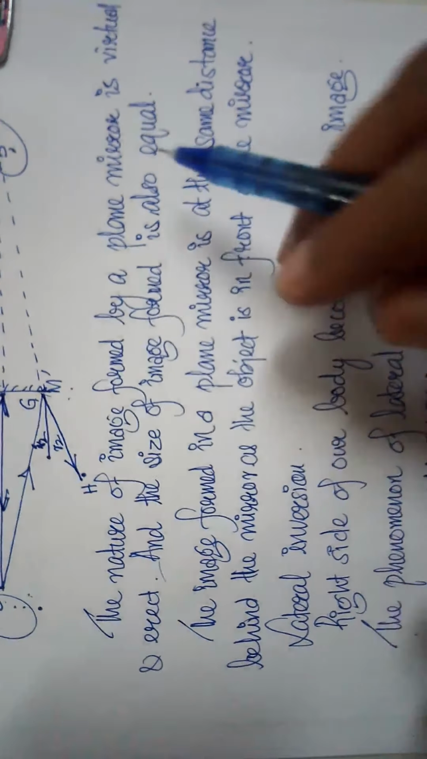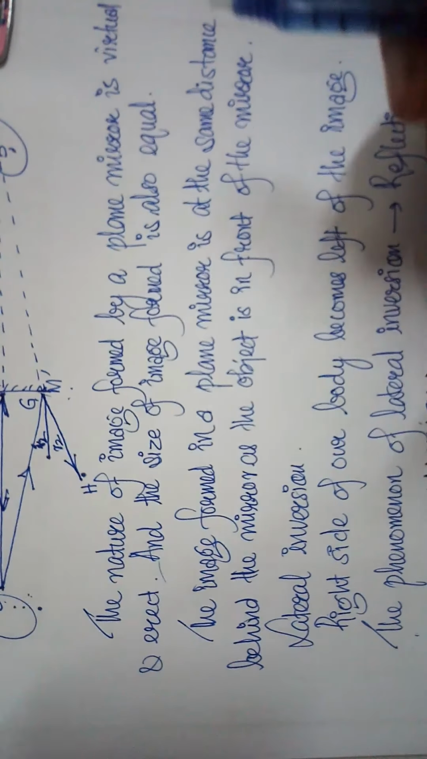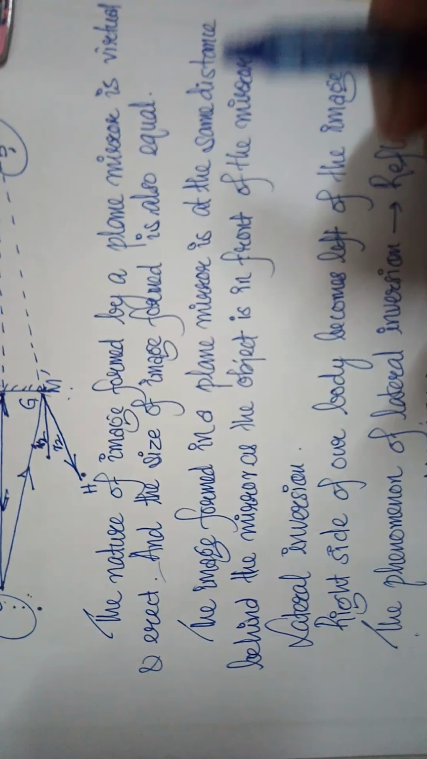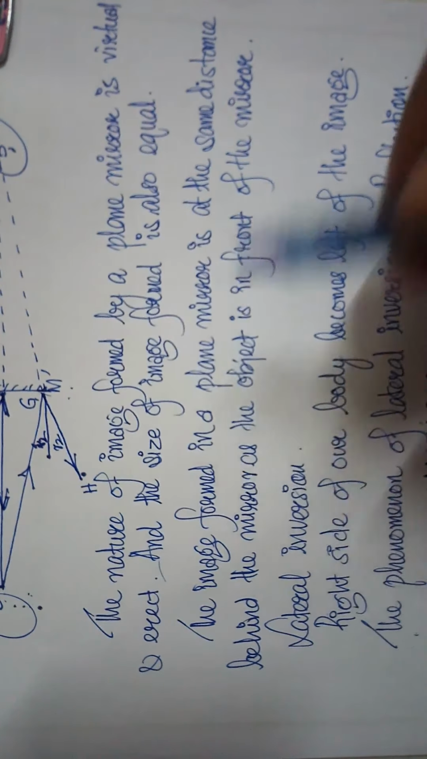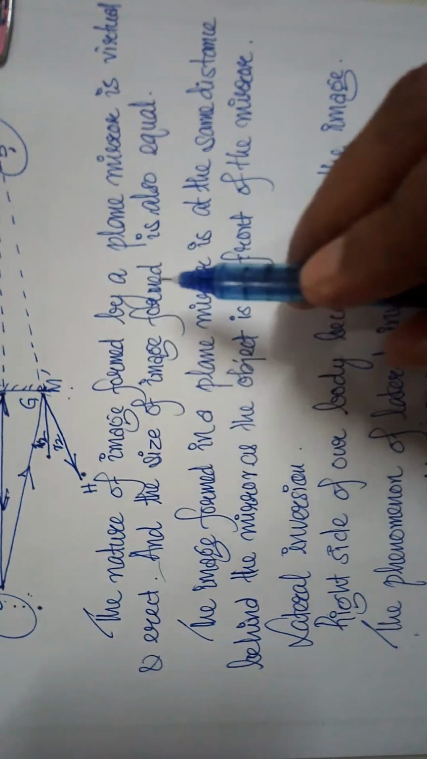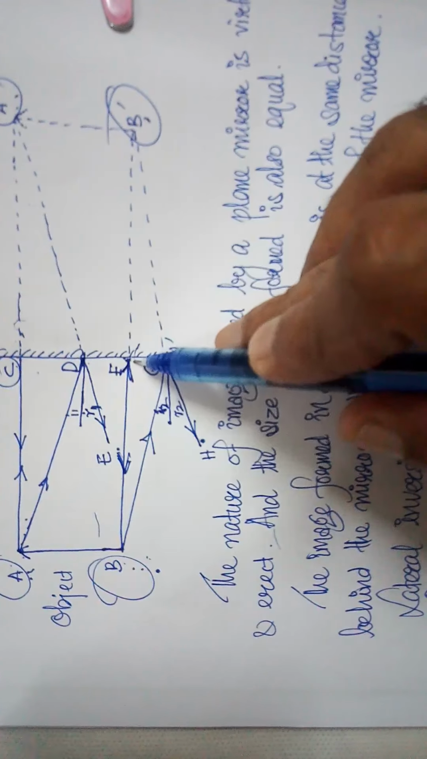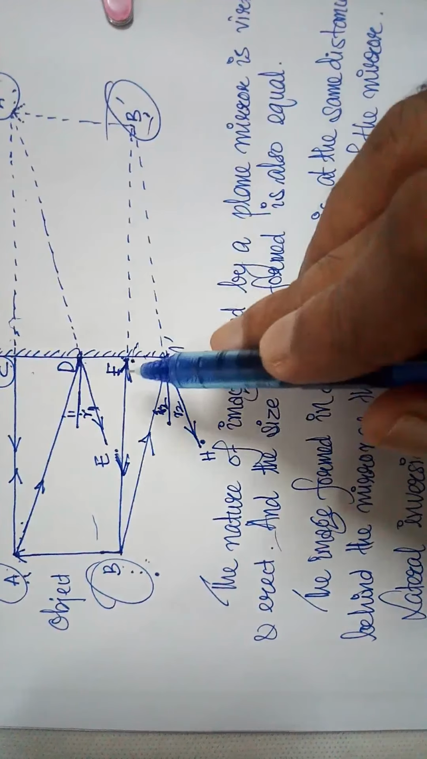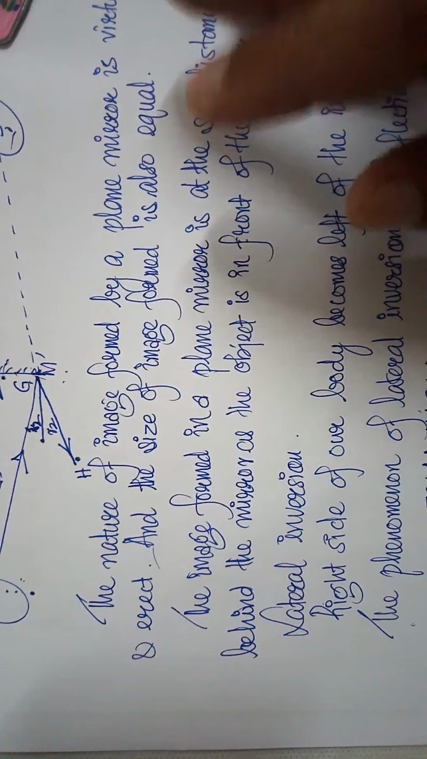The image formed in the plane mirror is at the same distance also. The distance between the object and the mirror will be the same as the distance between the mirror and the image formed.